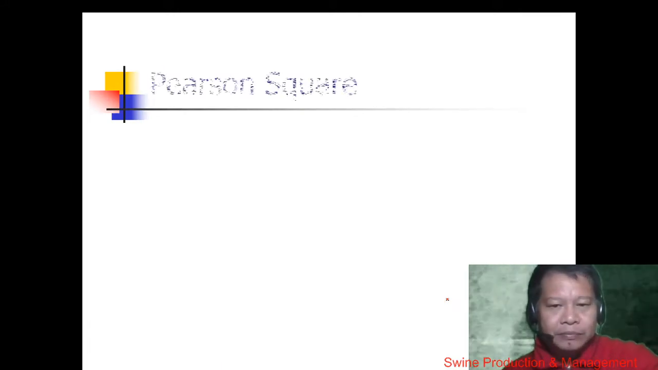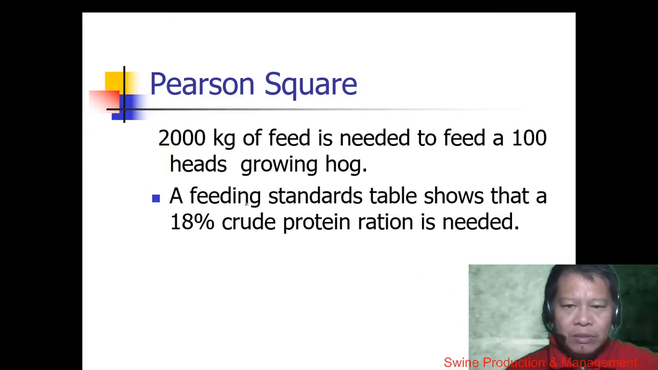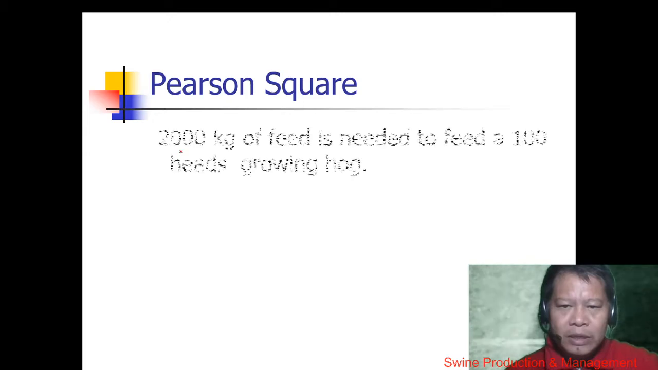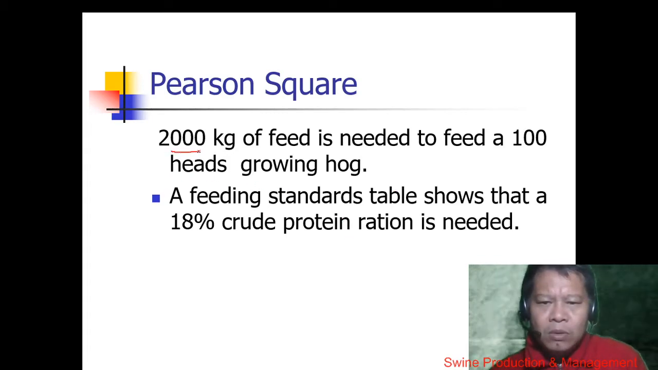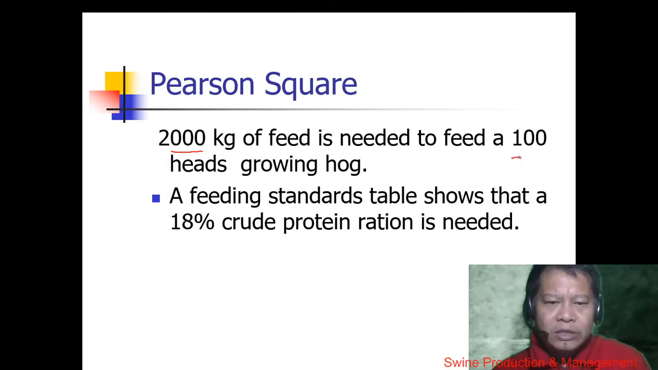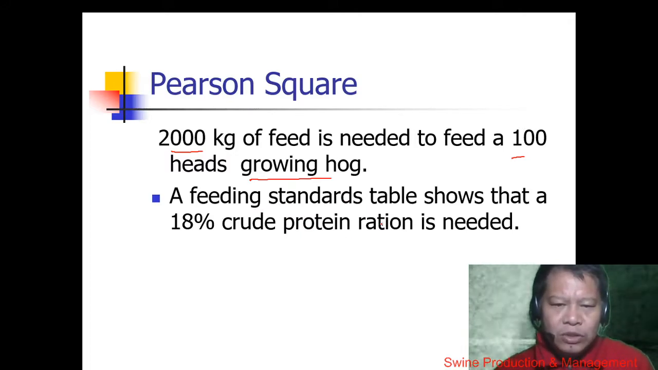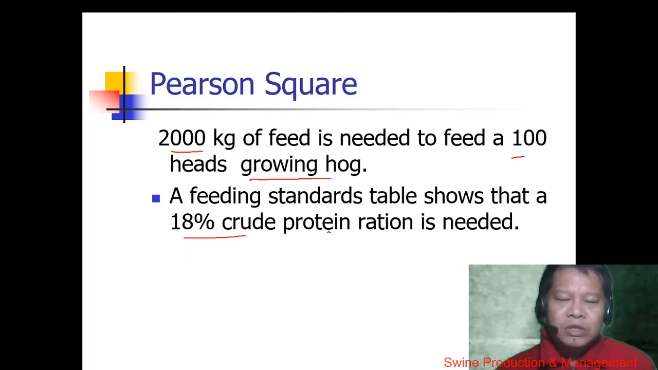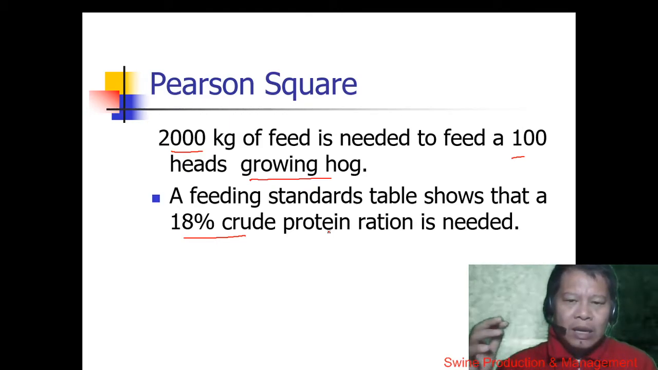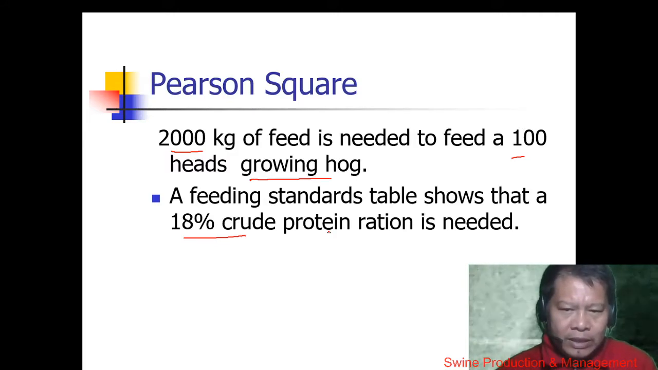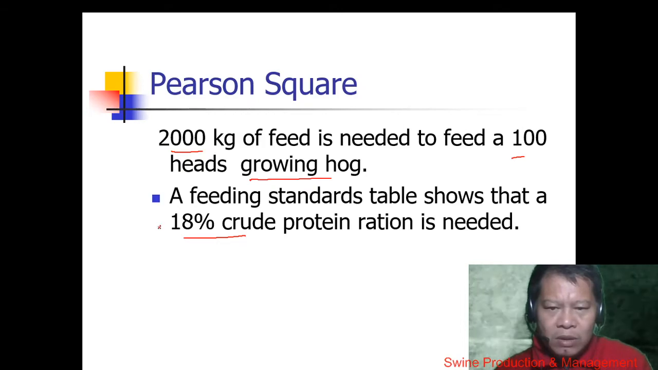So next, for example, the Pearson square: 2,000 kilograms of feed is needed to feed 100 heads of growing hogs. So for example, you are making feeds. A feeding standard table shows that an 18% crude protein ration is needed. For example, we will make food for pigs with a total weight of 2,000 kilos for 100 pigs. And that 2,000 kilograms must be mixed to have 18% crude protein.